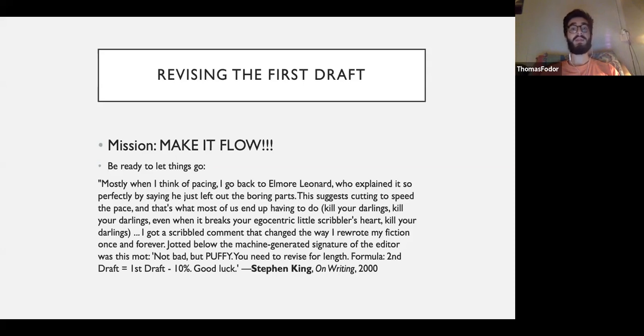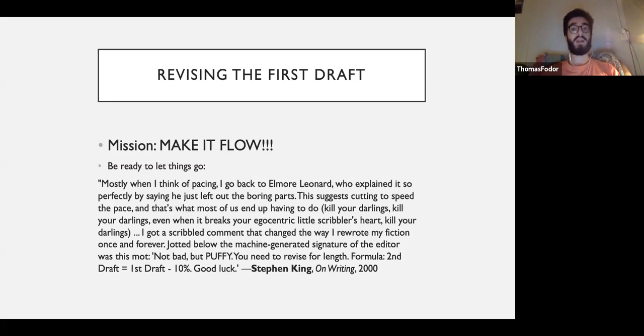Now, your mission with the revising process is to make it flow, to make it make sense. What this means is that there are going to be things that you're going to have to let go. Stephen King, famous author who wrote It and inspired the movies, wrote in his 2000 book On Writing, "Mostly when I think of pacing, I go back to Elmore Leonard, who explained it so perfectly by saying he just left out the boring parts.